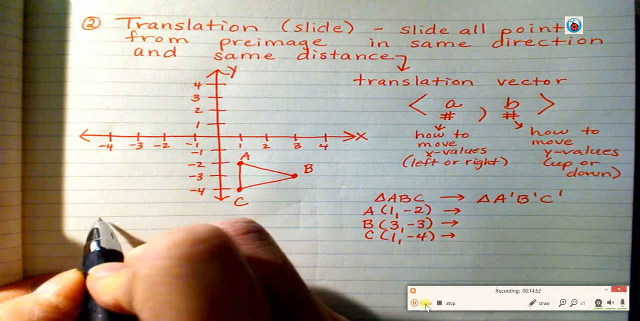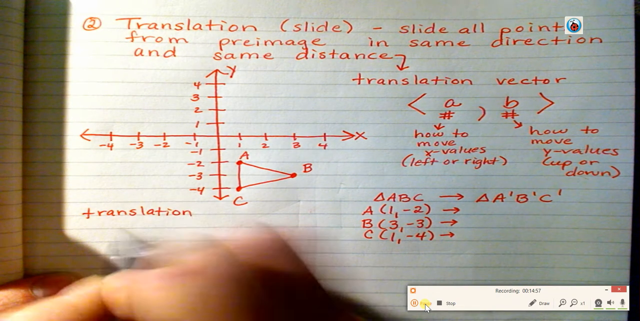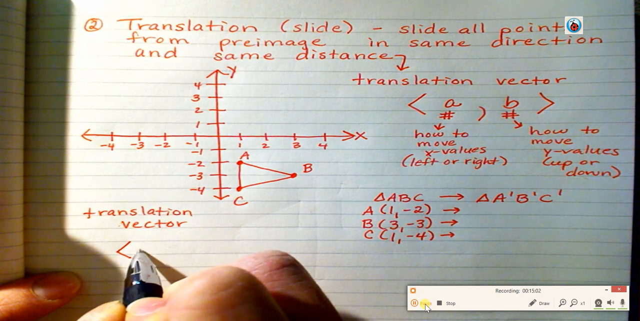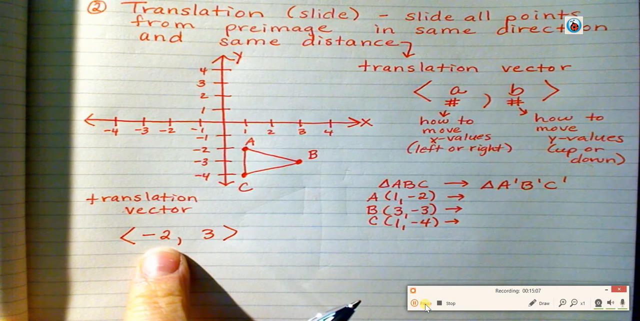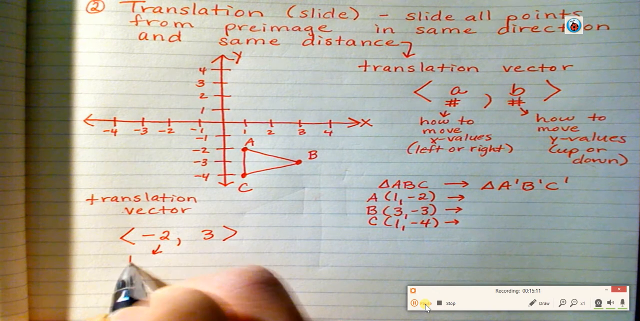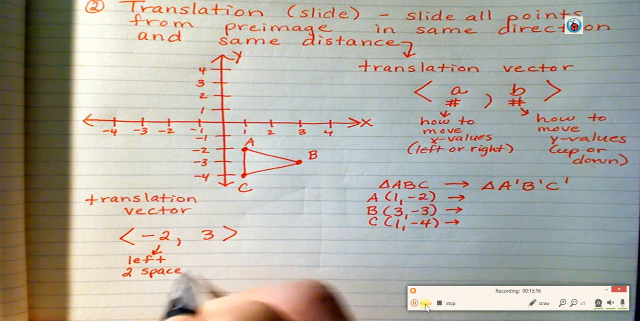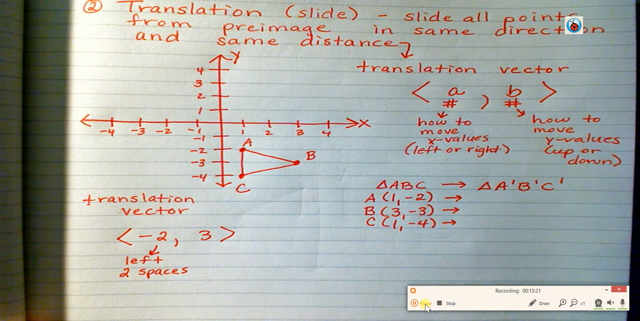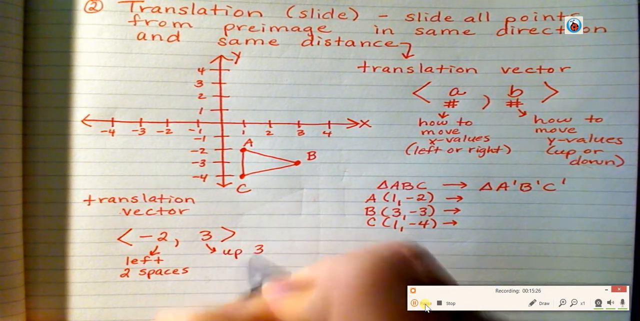So if my translation vector gives me the numbers -2 and 3, that means since -2 is in the X location, and it's negative, that tells me I'm going to move left 2 spaces. And since 3 is in the y location, that tells me that I'm going to move up 3 spaces.